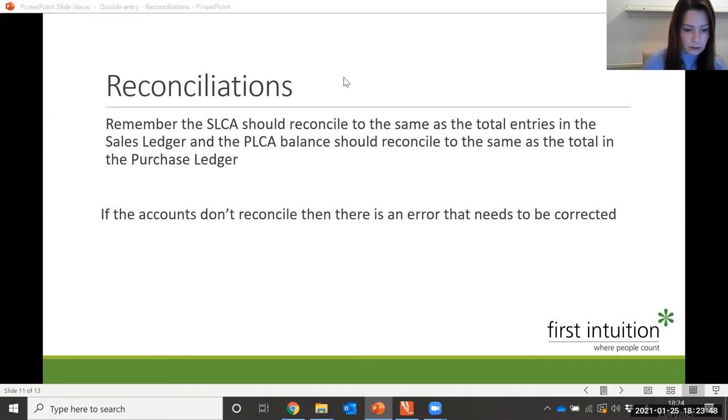Oh, sorry, I'm just moving that. Okay. So now we're moving on to bookkeeping controls. Remember, reconciliation. The sales ledger control account total should equal the total balances in the sales ledger. And the purchase ledger control balance should equal the total in the purchases ledger. So if the accounts don't reconcile, then there's an error that needs to be corrected.